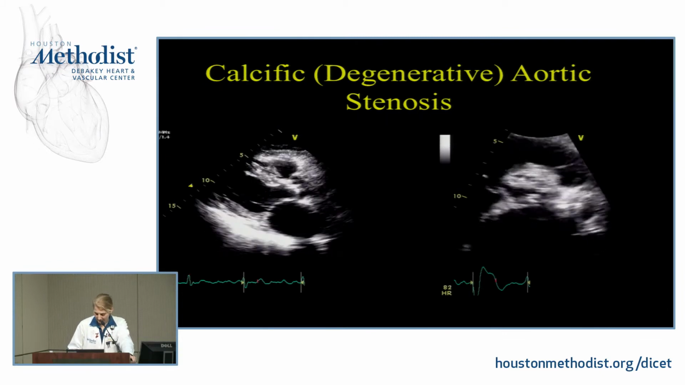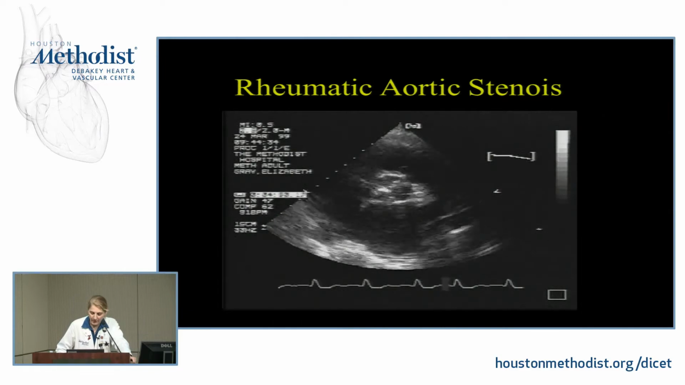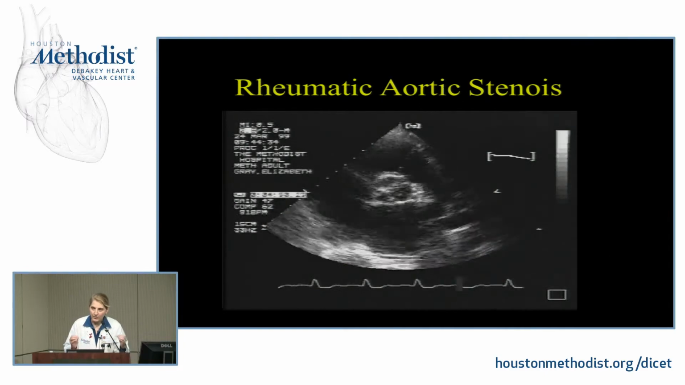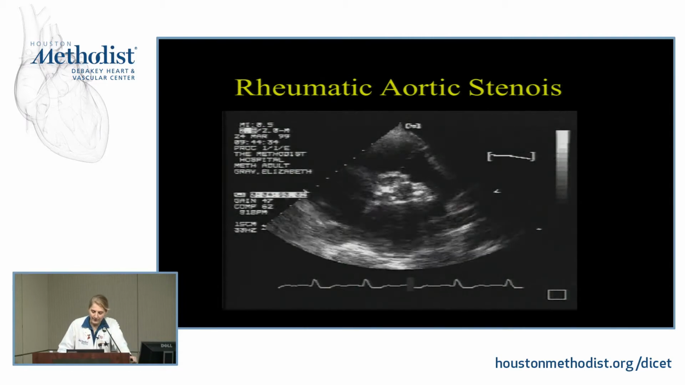Let's give you another example. Compare and contrast this to rheumatic aortic stenosis. Here you can see all the calcifications along the commissures. So the leaflets are pretty well spared. It starts at the commissures, and the commissures are very calcified and thickened, and you can see between the right and non-coronary cusp that it's completely fused.